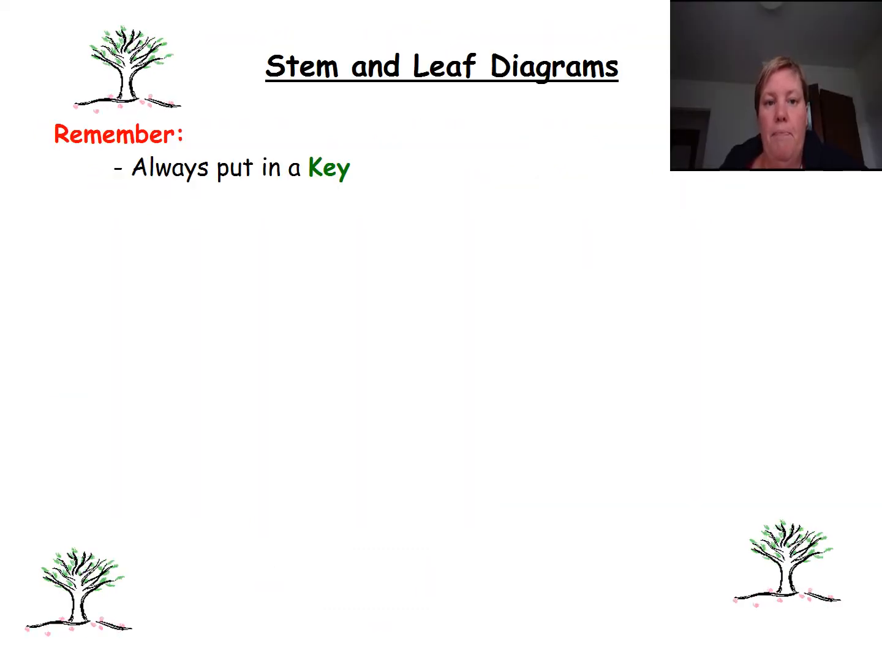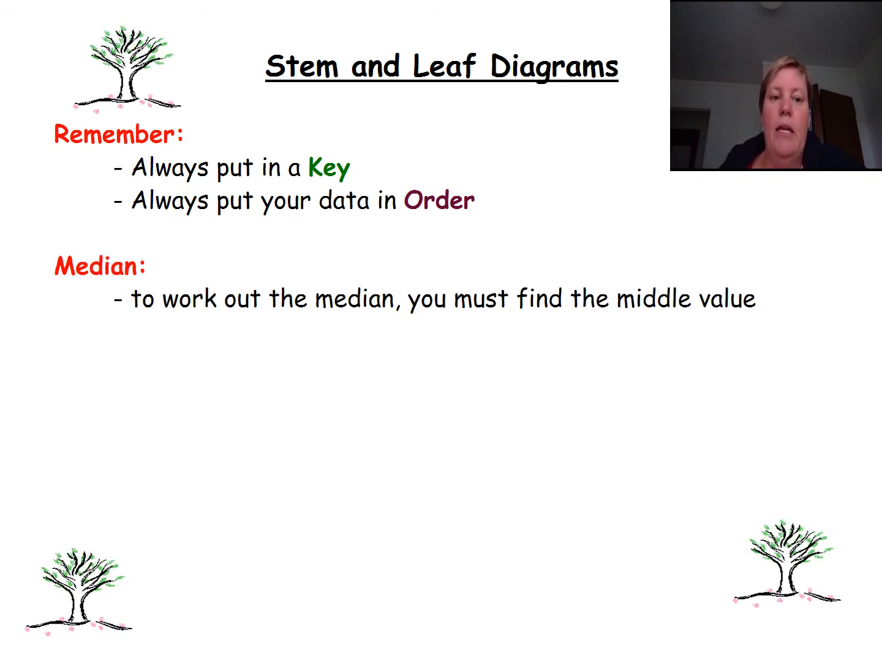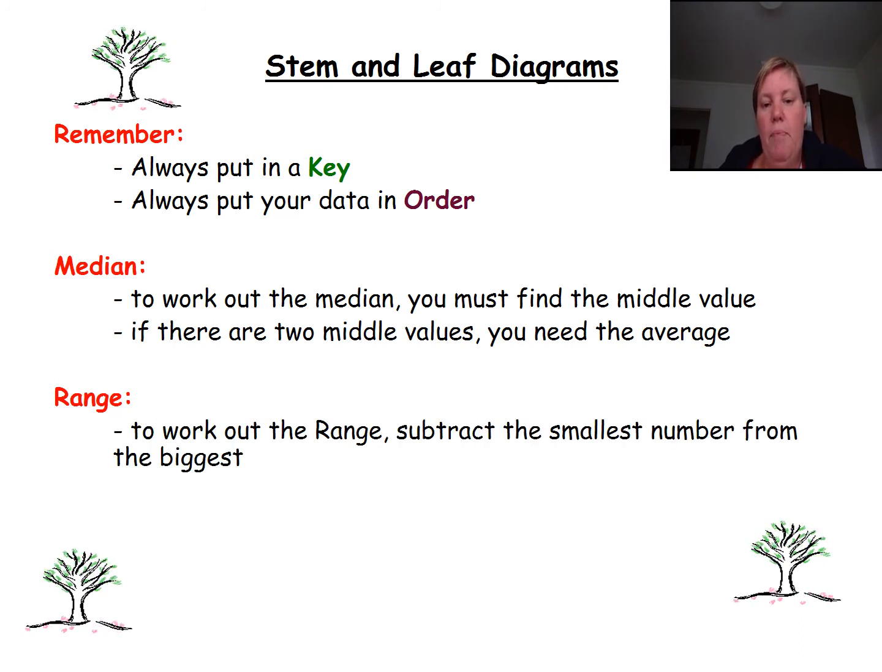Awesome. Okay, things to remember. Always put in a key. Always put your data in order because that's how you're going to use it to analyze later. If you're going to work out the median, now the median is like a median strip on a road, so it's the middle. And if there are two middle values, then you're going to have to average them. We'll show you that in a second. And if you're going to find the range, now the range is not the best measure, but we're going to find the range because we're here. You've got to actually subtract the smallest number from the biggest. Don't just name them. You've actually got to do the subtraction as well.